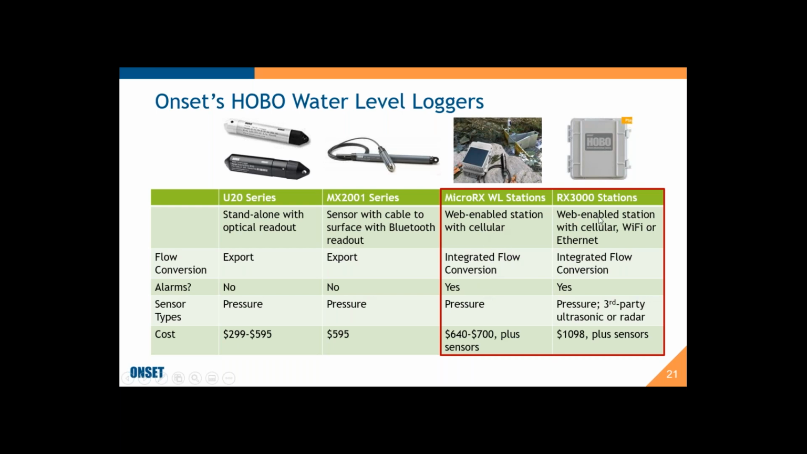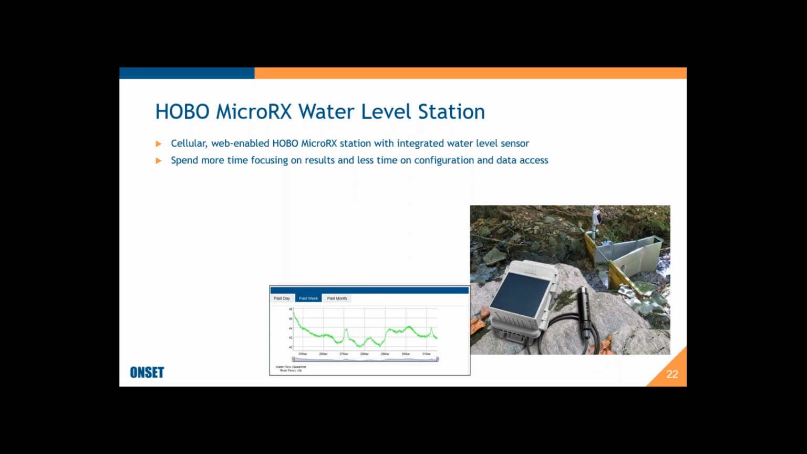The difference between these stations is basically price. The MicroRX station is a little more affordable, in the under $700 price range. It's cellular, web-enabled. The RX3000 station gives you a little bit more flexibility, including Wi-Fi and Ethernet options, but at a little bit higher cost. So actually, I have some more detailed information on each of these.